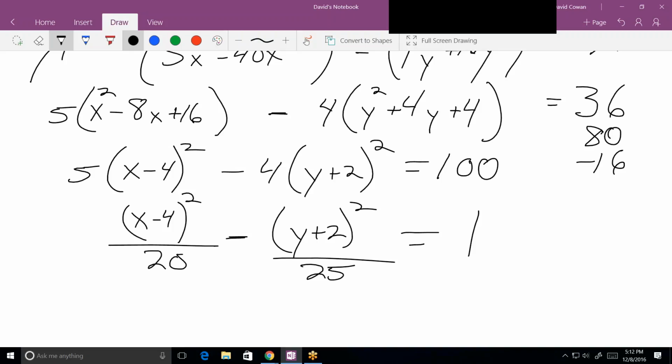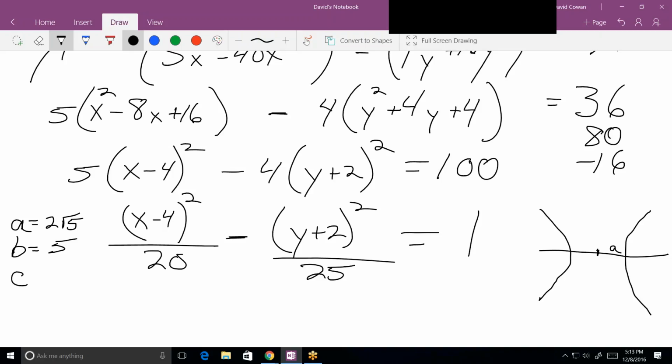Now remember that A always goes with the transverse axis. So if we have figured out that this is horizontal, based on the fact that the negative sign's in front of the y, that means the transverse axis is that one, and that distance is A, and that means A is the value under the x variable. So A is the square root of 20, which is 2 root 5. And B is the square root of 25, which is 5.